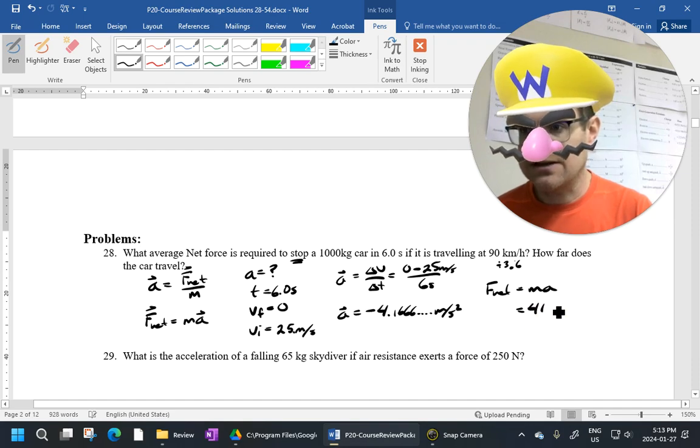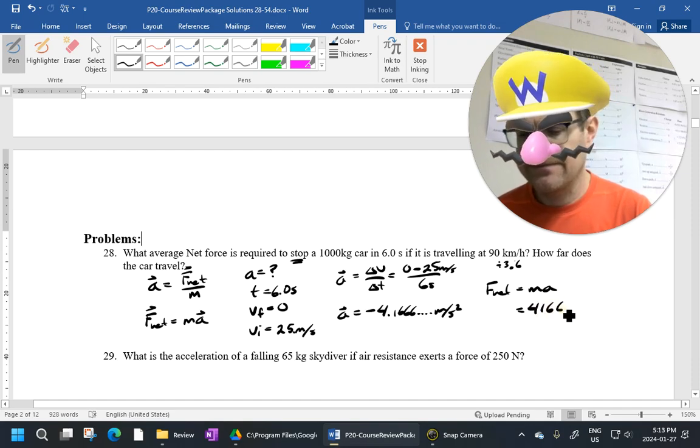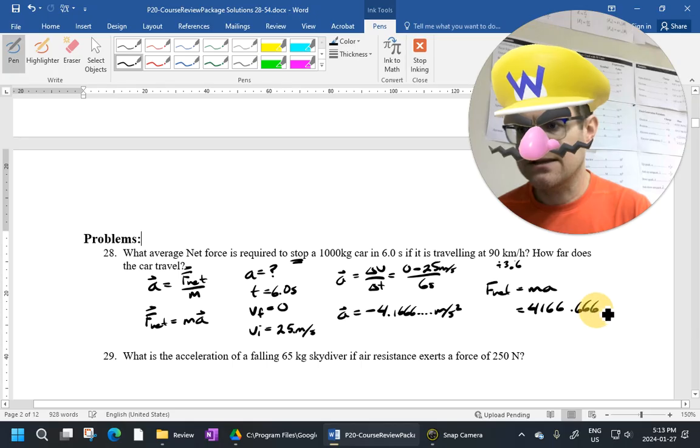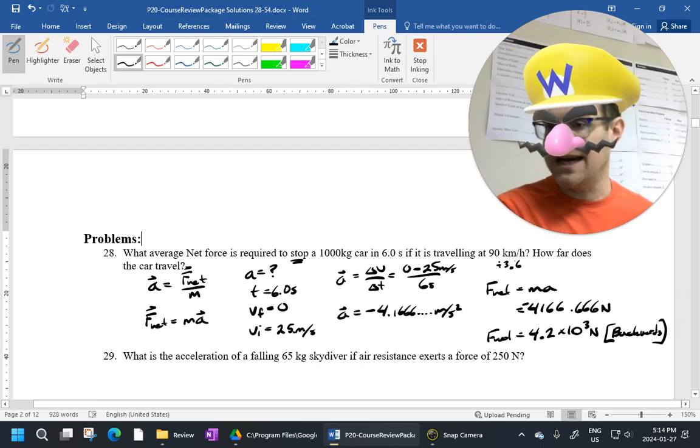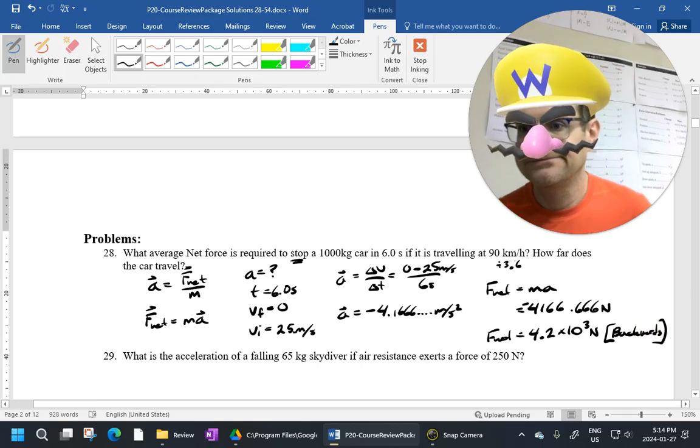So 4,166 times by 1,000. 666 newtons, because it's a force, but it's negative. All right. So when I put this in the proper sig digs, which we need 2 of, 4.2 times 10 to the 3 newtons, I'm just going to say backwards. I'm going to give it a direction. It doesn't say what is the magnitude. It doesn't say that. So we got that.